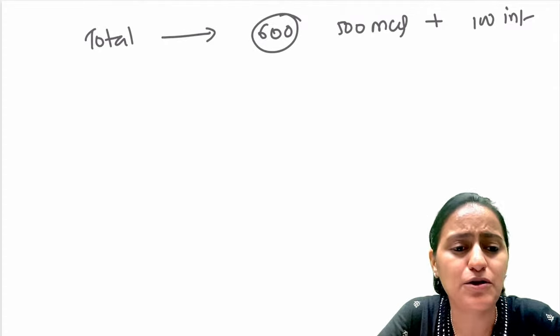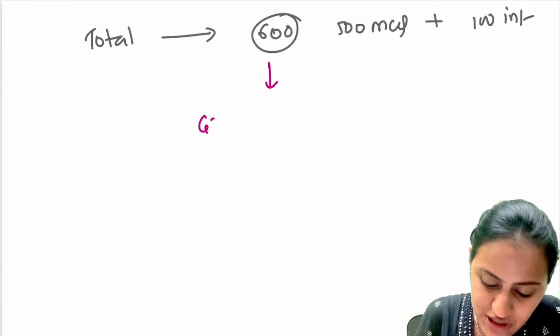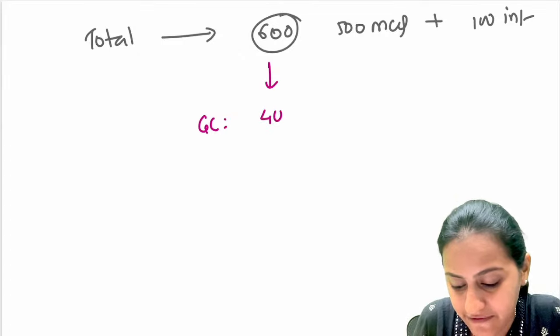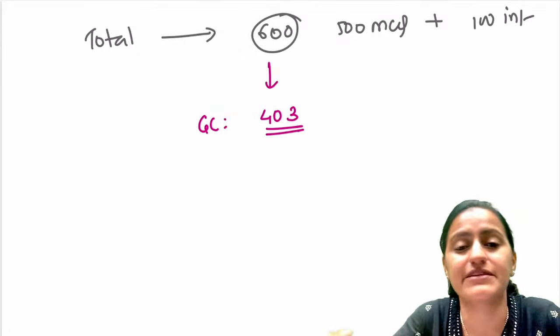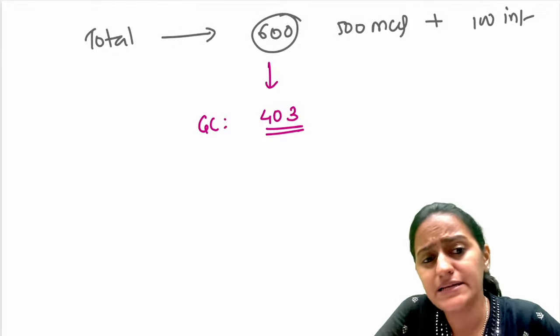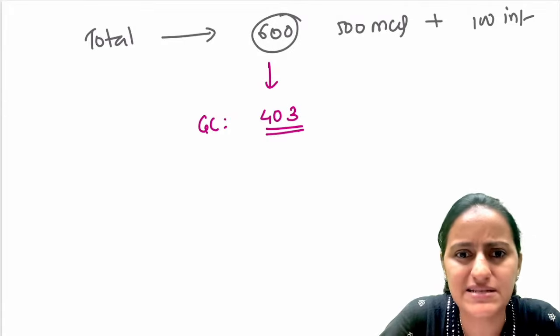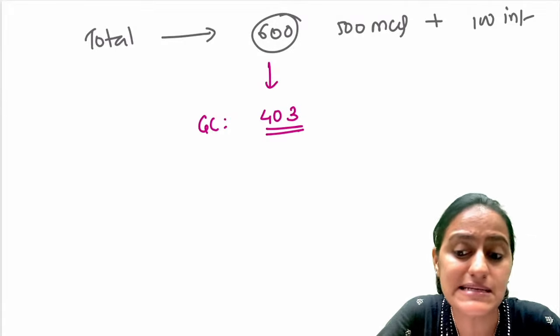And what is the cutoff? In recent years, we have seen that the cutoff for the general category is around 403, 405. So is this exam doable? Yes, it is. Once you understand the pattern of the exam, it becomes easy to prepare for it.